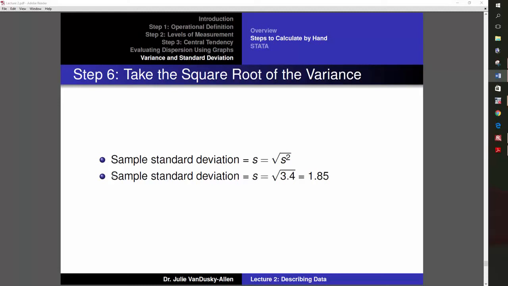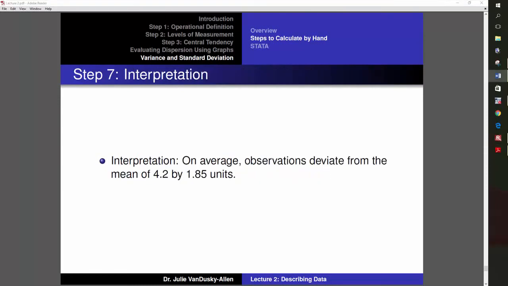Now we can interpret the standard deviation to describe the dispersion of the candidate selection variable. We can say, on average, observations deviate from the mean of 4.2 by 1.85 units.